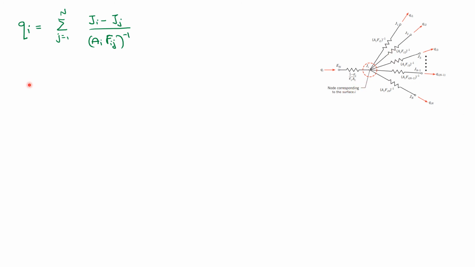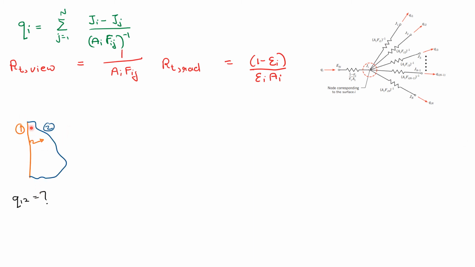Just to understand this, we'll take a simple example, and before that we'll define the two types of resistances. The first resistance is due to view factor, and it's 1 divided by Ai times Fij, and the second one is due to radiation, and it's (1 minus epsilon) by (epsilon A). So let's take a simple example where you have an enclosure where surface 1 is a straight line and surface 2 is an arbitrary surface, and we want to find the heat exchange, or heat flowing, from 1 to 2.